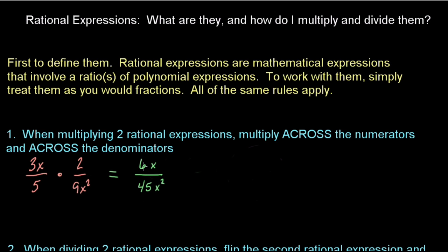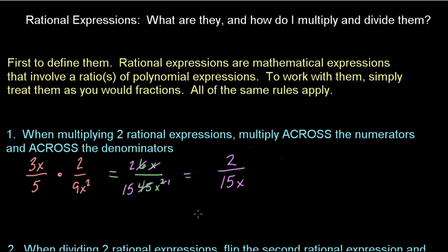At this point, I can reduce, and this is a simple one to reduce. 6 over 45 can be reduced by a factor of 3 on top and bottom. 6 divided by 3 is 2. 45 divided by 3 is 15. I have 1x on top, 2 x's underneath. 1 cancels with 1, and I am left with 1 underneath. So I have 2 over 15x.